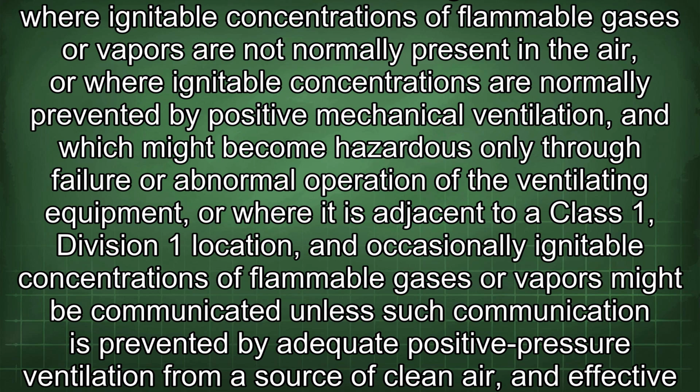Division 2, on the other hand, signifies a location where ignitable concentrations of flammable gases or vapors are not normally present in the air, or where ignitable concentrations are normally prevented by positive mechanical ventilation, and which might become hazardous only through failure or abnormal operation of the ventilating equipment, or where it is adjacent to a Class 1, Division 1 location, and occasionally ignitable concentrations of flammable gases or vapors might be communicated unless such communication is prevented by adequate positive pressure ventilation from a source of clean air, and effective safeguards against ventilation failure are provided.